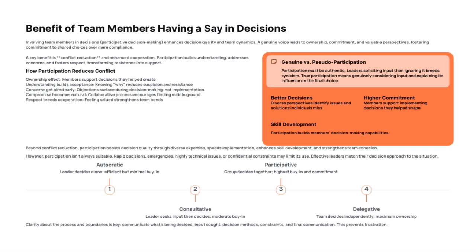In between, there's the consultative approach, where the leader seeks input from the team, but then makes the decision. This method offers moderate buy-in, balancing efficiency with involvement. And then there's the autocratic style, where the leader makes the decision alone. This can be efficient, especially in urgent situations, but usually results in minimal buy-in from the team.